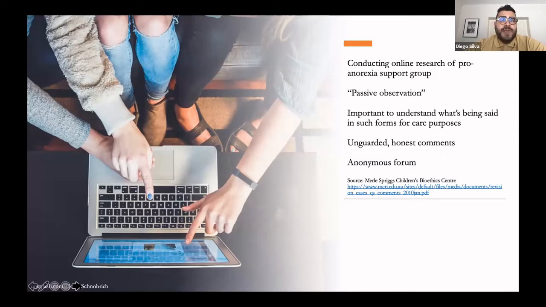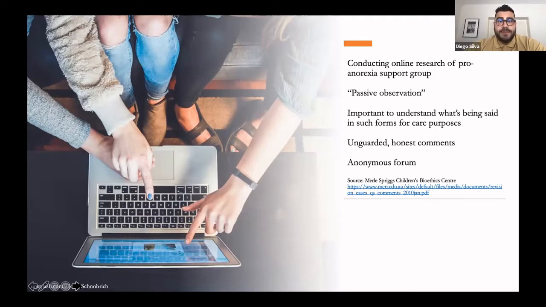And the method that you're taking is one of passive observation. So meaning that you're going to go in, you're going to read the message boards, see what's going on, but you yourself are not going to participate. You're not going to intervene in what you see, right? You're just going to observe. The purpose of this research is very well justified.